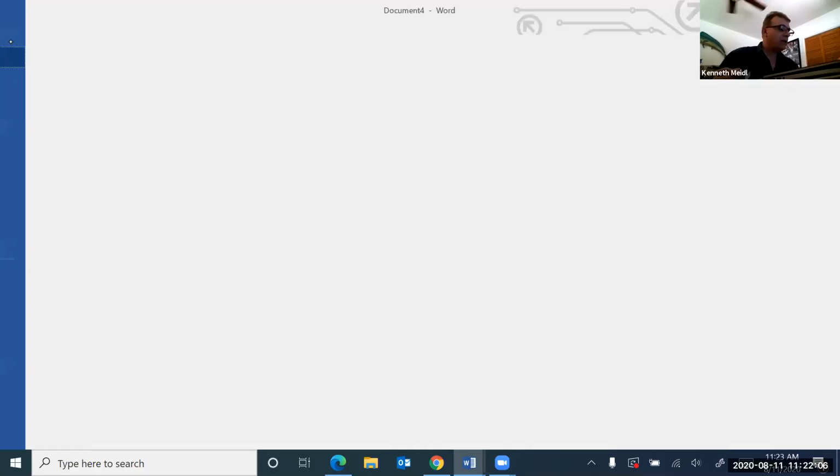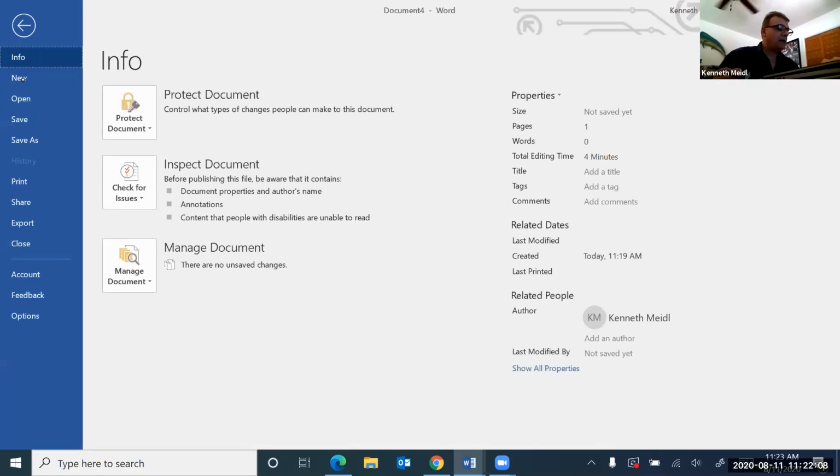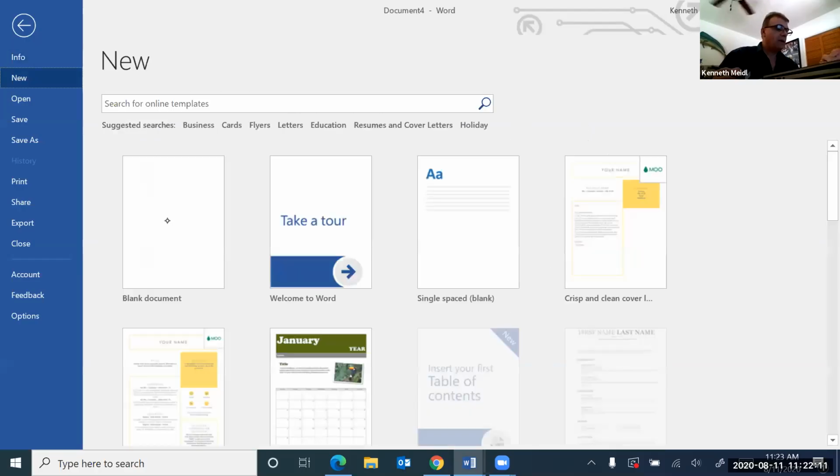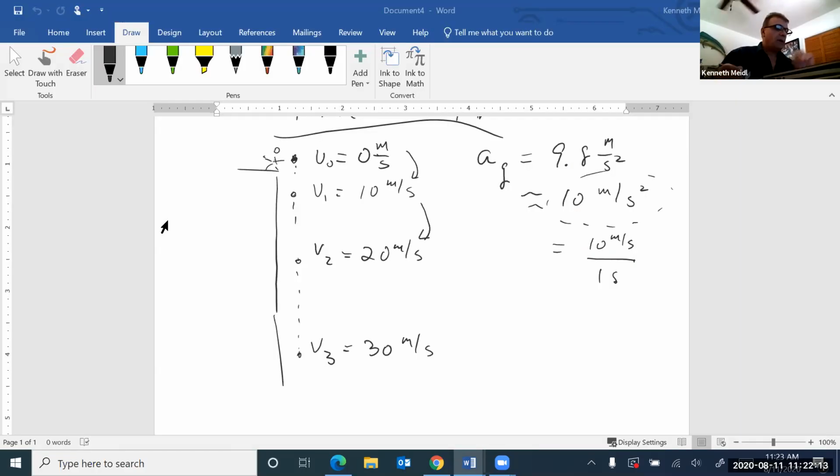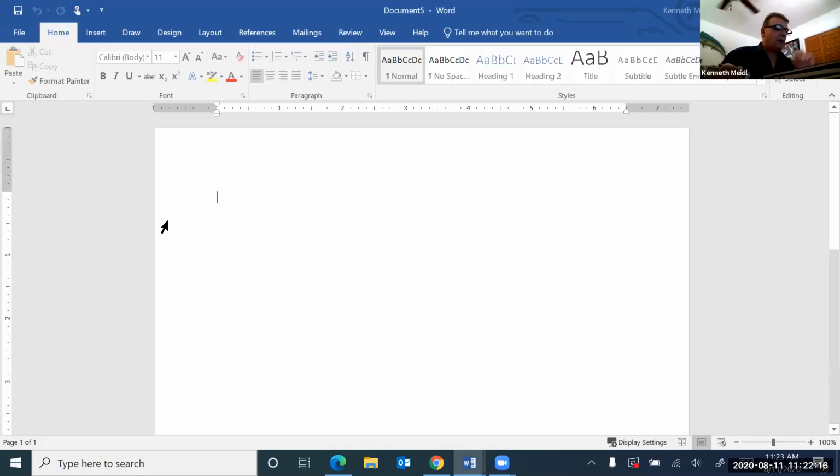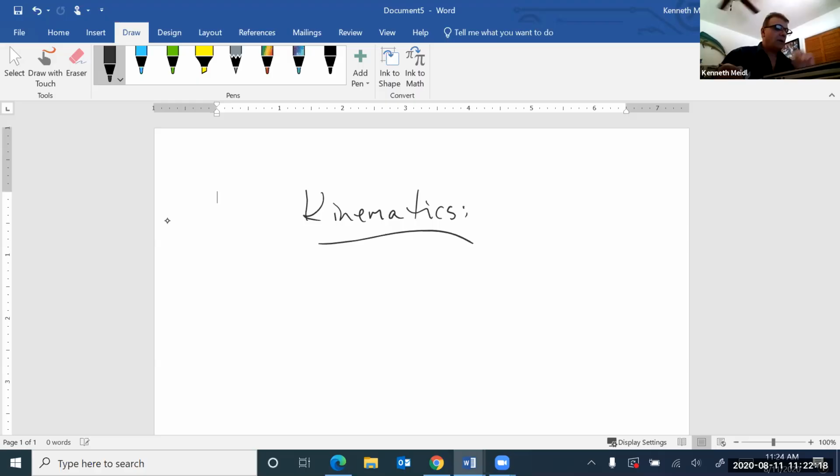So let me start at a new page here. Kinematics will be our mathematical representation of how an object moves. It tells us exactly what it's doing at a particular point in time. And really, to start with kinematics, we just start with this definition of acceleration. Acceleration is the rate per time of a change of velocity.